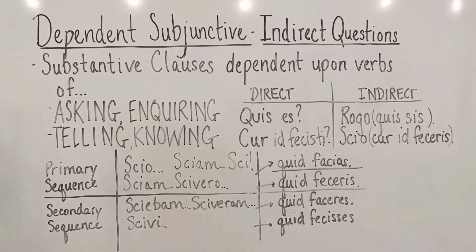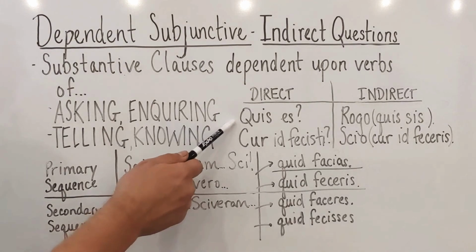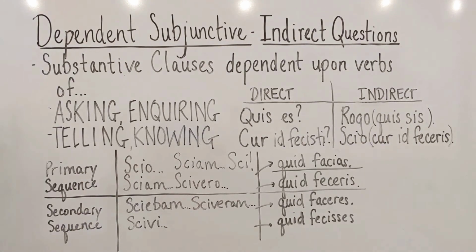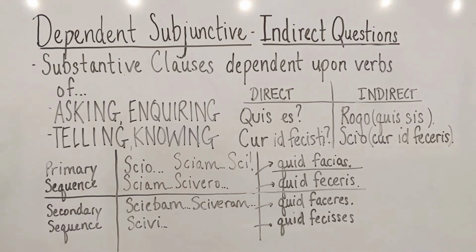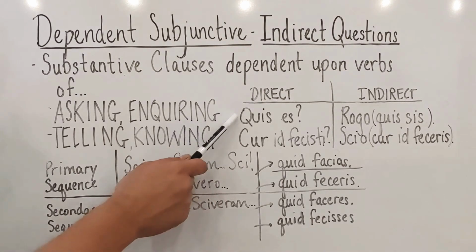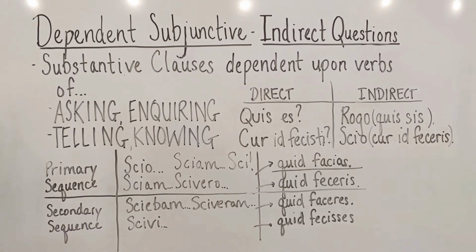So it's easiest when you put these indirect questions right next to direct questions. Direct questions are introduced by an interrogative, and if you have an English editor, you'll usually see a question mark at the end. Quis es? Who are you? Cur id fecisti? Why did you do this? So instead of asking a direct question, who are you? Why did you do this?